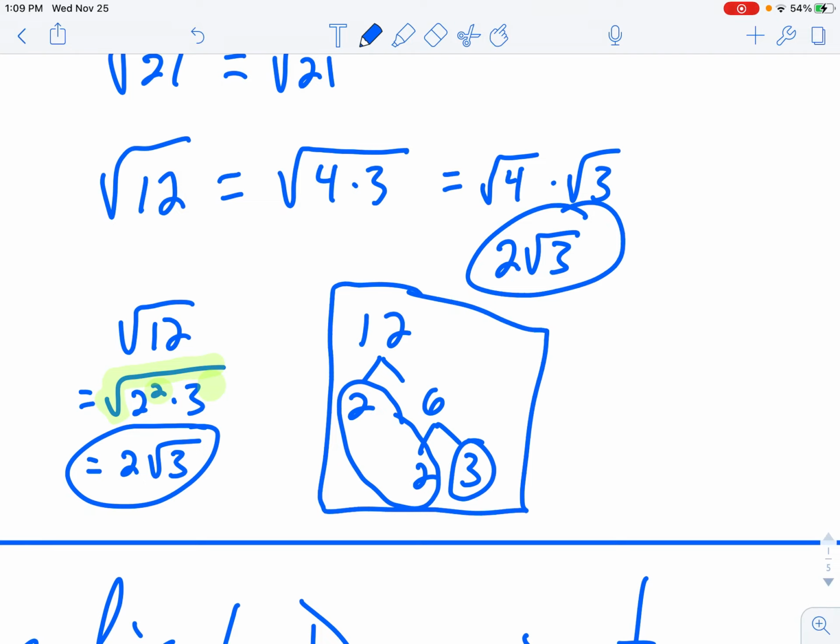Most people don't like doing it this way until you get to really big numbers. If you have a small number like 12 and you can just break it down in your head like 4 times 3, then great, that's easy. Why do a whole factor tree? On the other hand, instead of 12, if this was like 120, you might want to break it down into a large factor tree so you can look at it better.